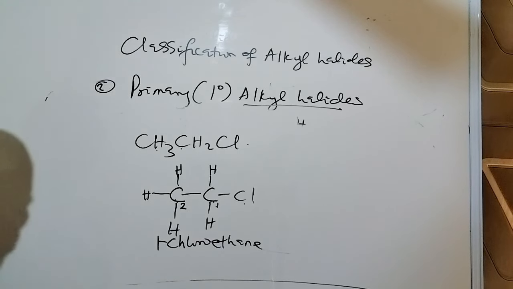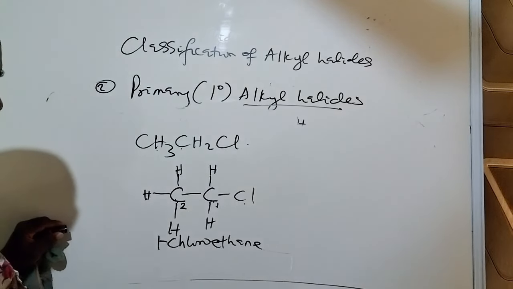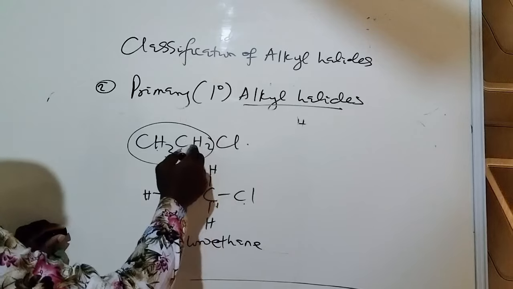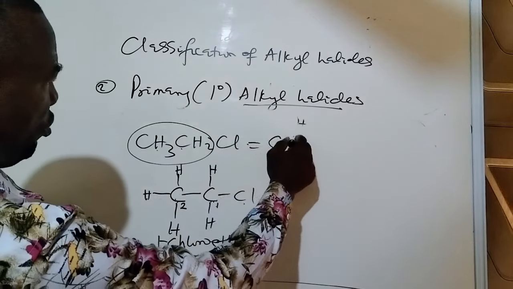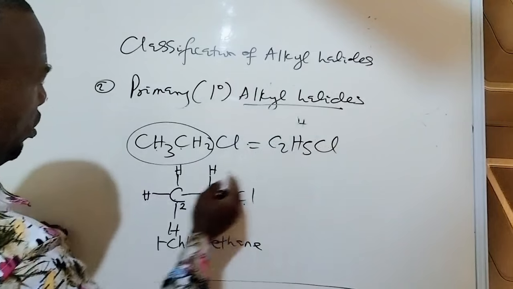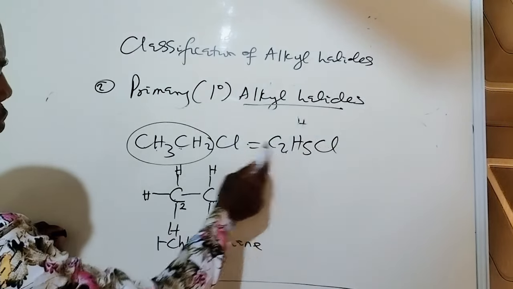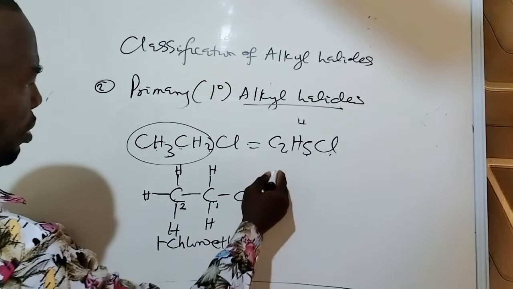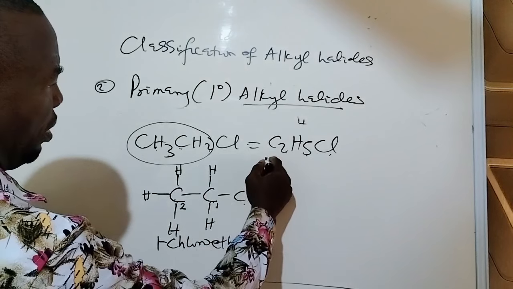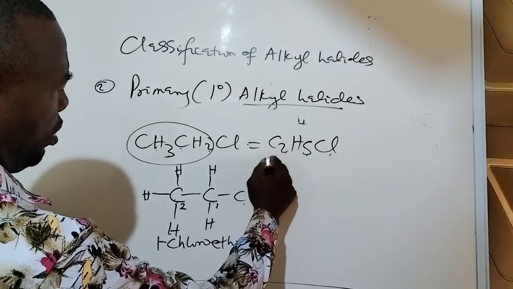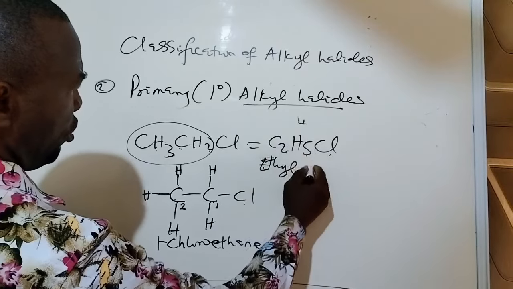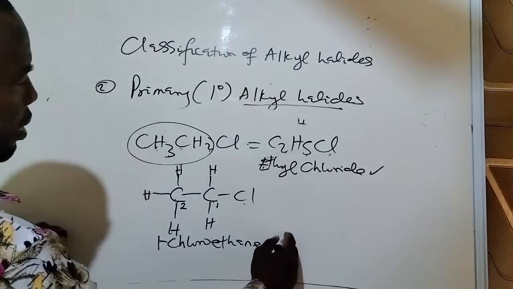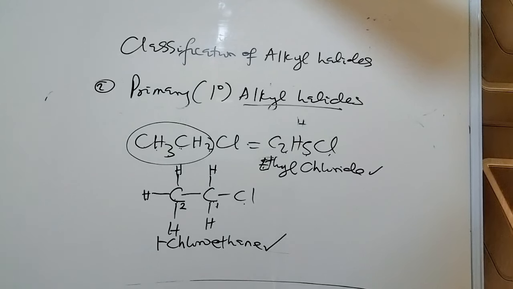We want to take the common name. Remember the common name, the alkyl group goes first. The alkyl group is this. There are 2 carbon here. Remember that this compound is written as C2H5Cl. 2 carbon, 5 hydrogen, 3 plus 2, and then 1. So the common name is ethyl chloride. So common name, IUPAC name. So you can see the compound very well.